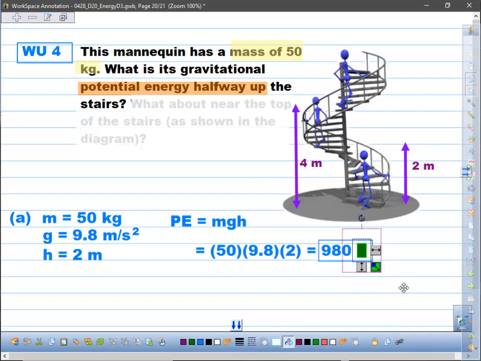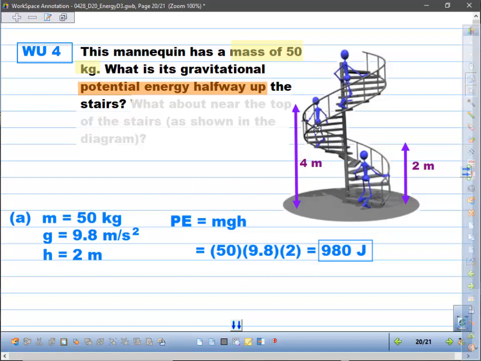What are our units for gravitational potential energy? Joules. The units for all types of energy is joules. All right, so there's our example. It has 980 joules of potential energy.